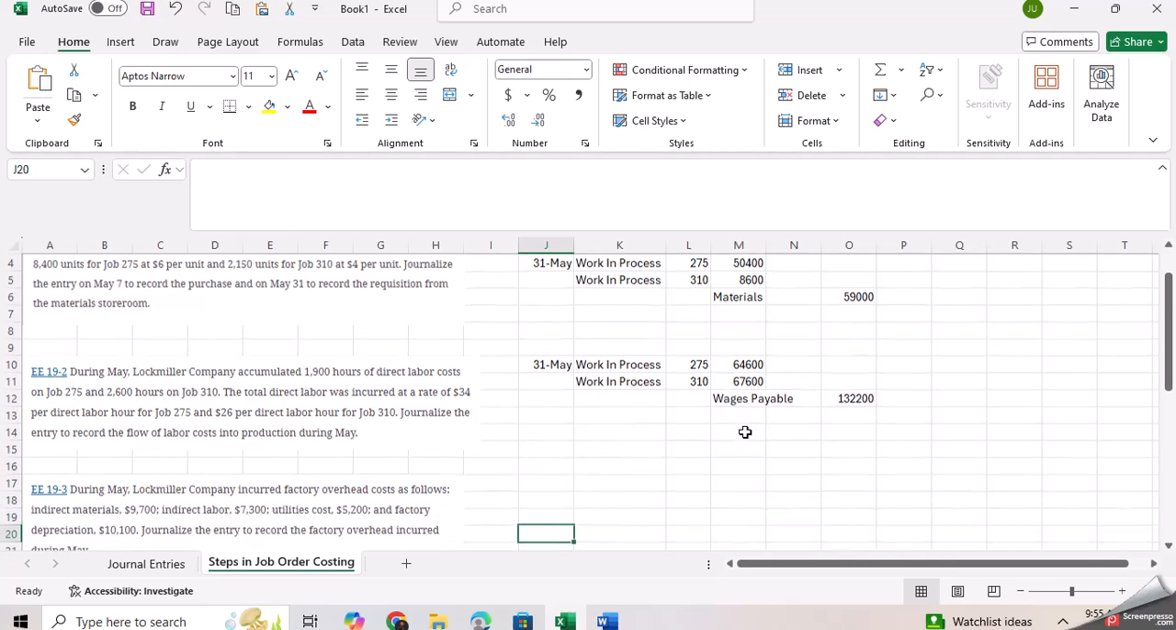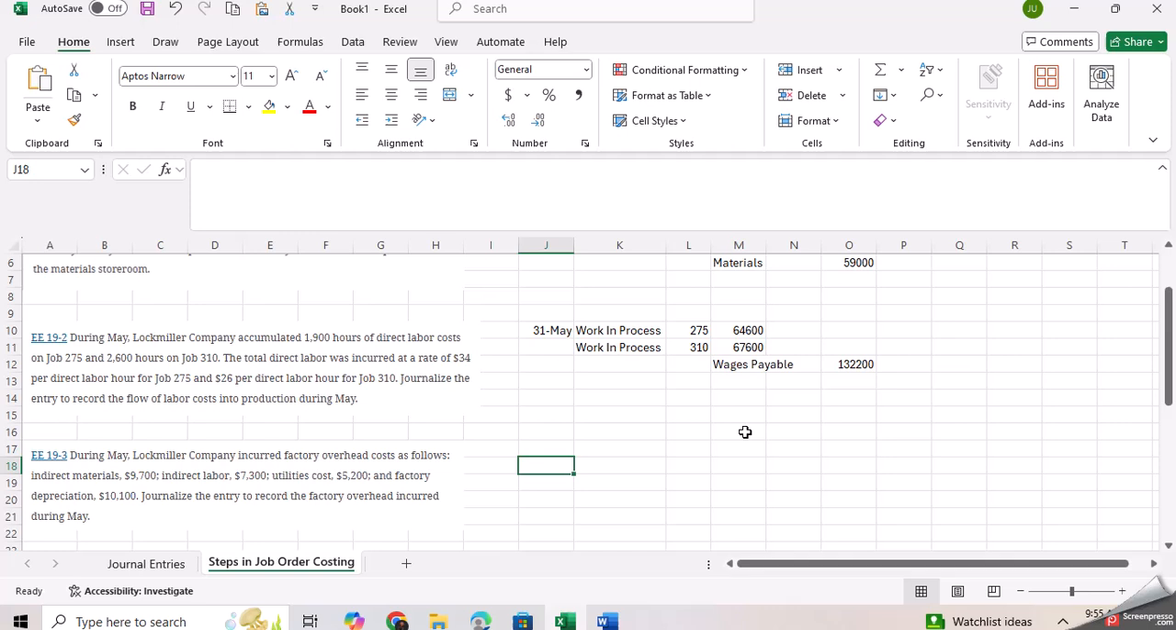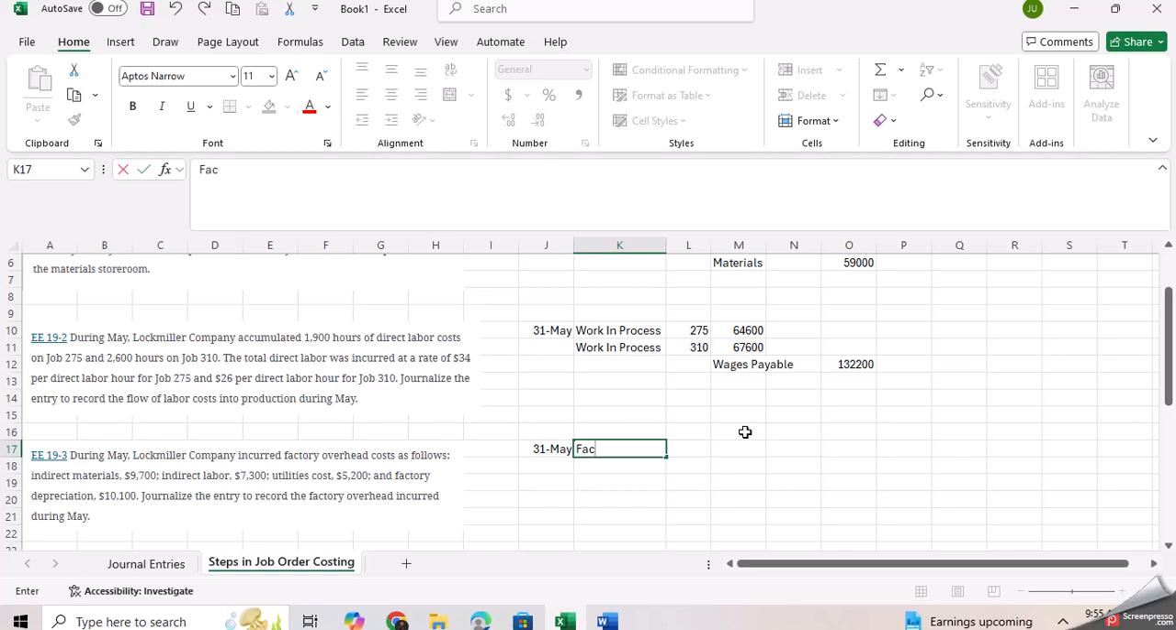Then we go down to our overhead. So it tells us that we have indirect materials, indirect labor, utilities, factory depreciation, and they want us to journalize that factory overhead again at the end of May. So we go to factory overhead. And then now in this case, it's not charged to the jobs yet. So we'll just add those up.